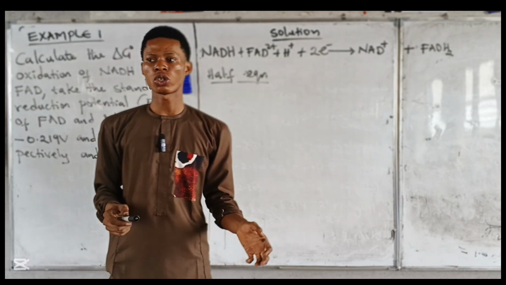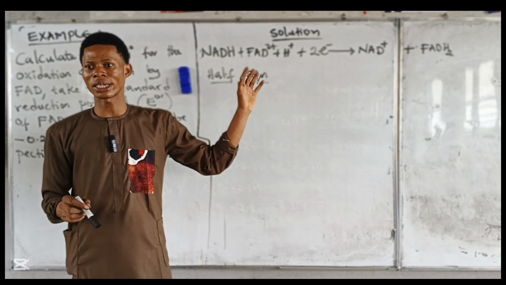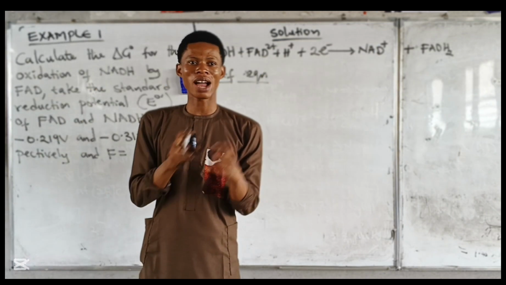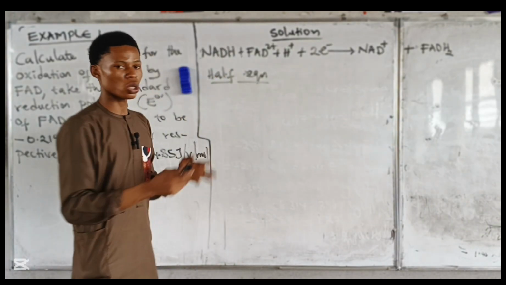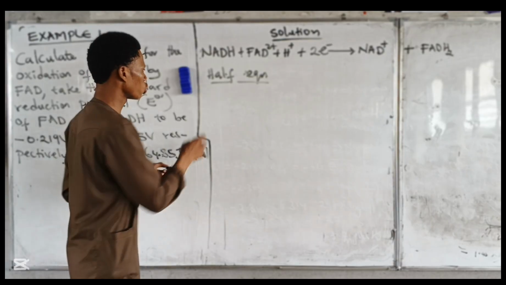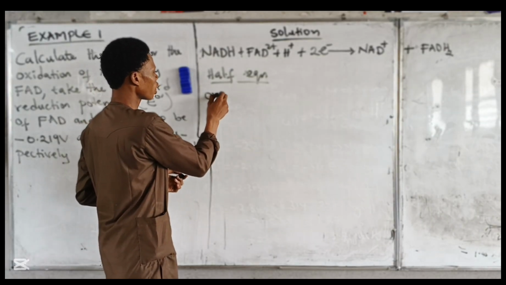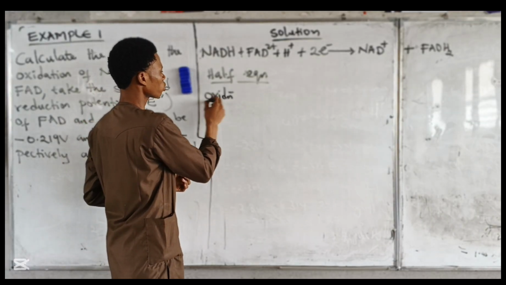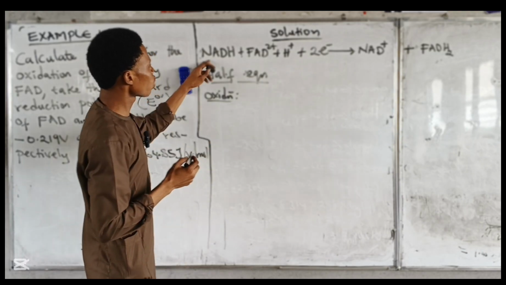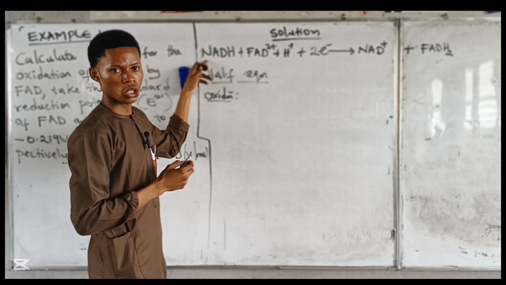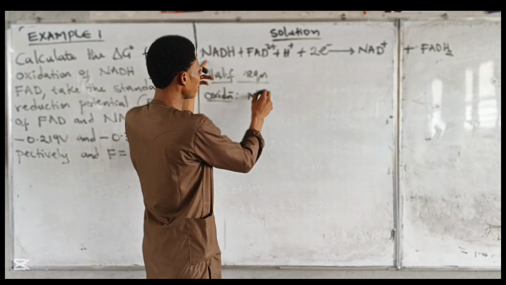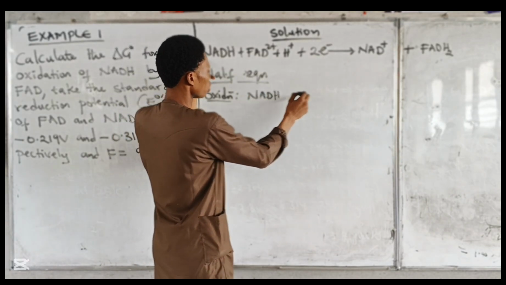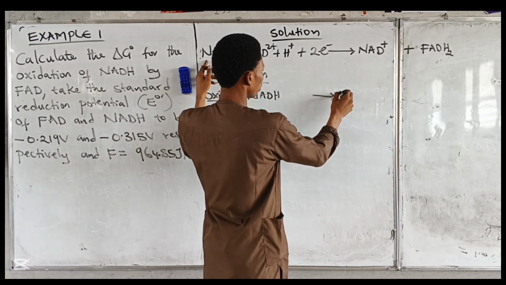And when they say half equation, you know this is a redox reaction, right? It means we have the oxidation half equation and the reduction half equation. So we'll divide it into oxidation half equation and reduction half equation. So our oxidation half equation, this one is undergoing what? Is it oxidation or reduction? Oxidation, right? So NADH to give us what?